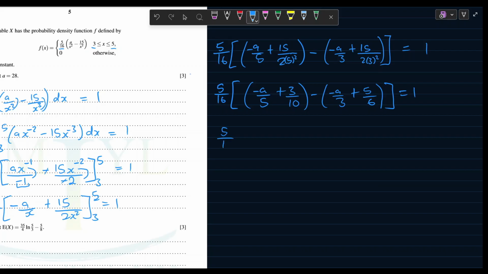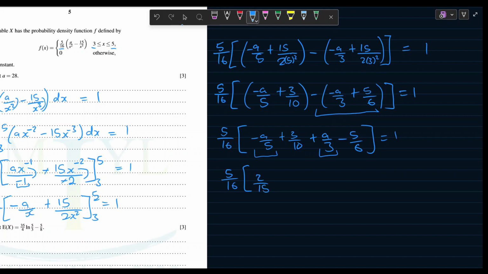Let's continue to simplify. For the upper bound, it's just negative a over 5 plus 3/10. Then for the lower bound, we want to multiply through by our negative sign there. So it's negative times negative a over 3, which is positive a over 3. Then negative 1 times 5/6, so negative 5/6. This is 1, so we've got 5/16. And we have like terms, so negative a over 5 plus a over 3, so that's negative 1/5 plus 1/3, which is 2/15 a.